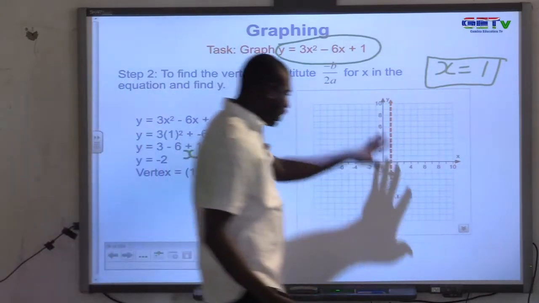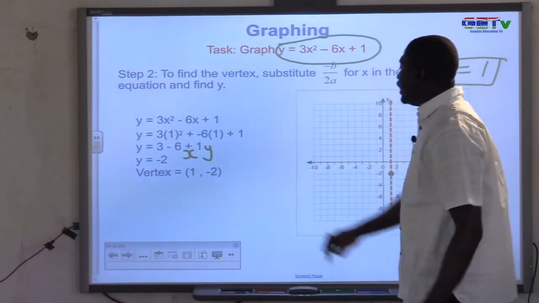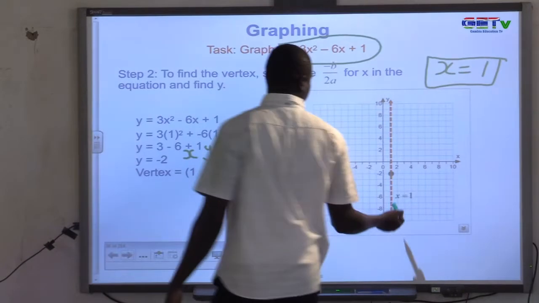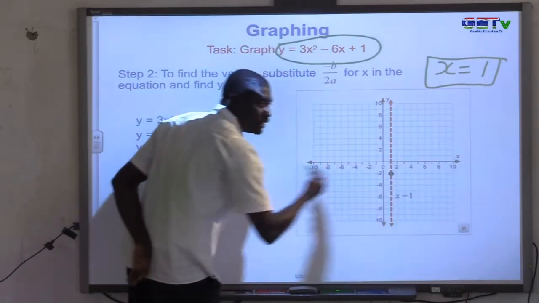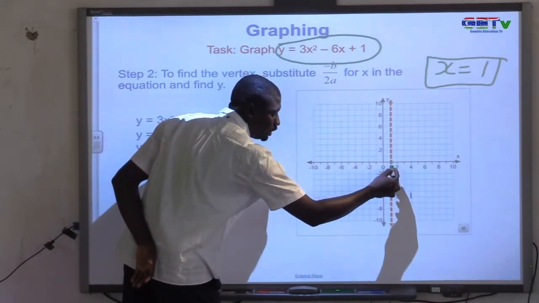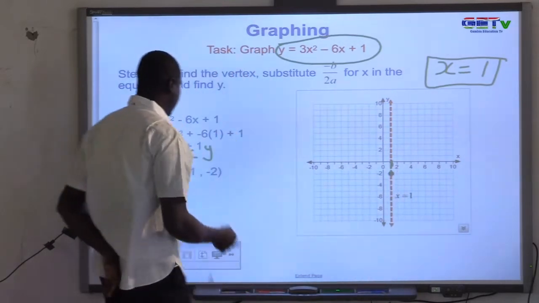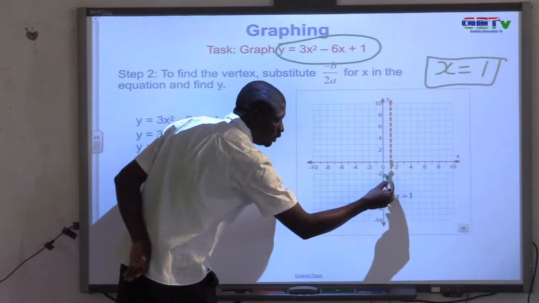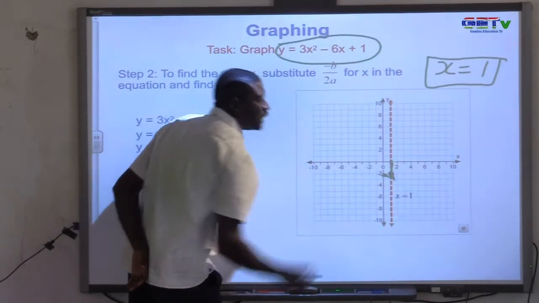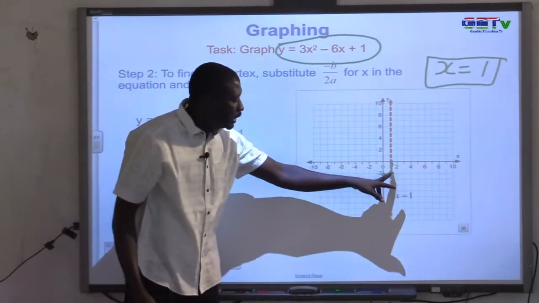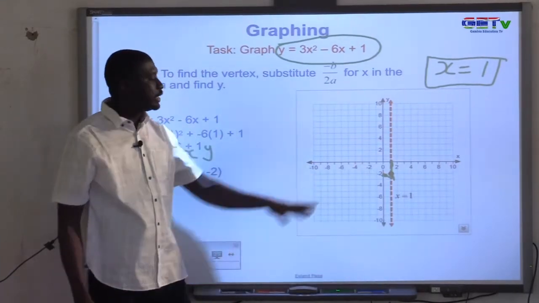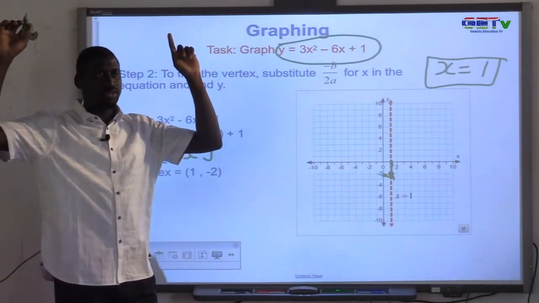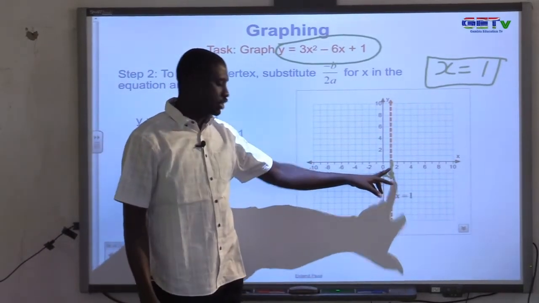On the Cartesian plane, when x equals 1, y equals minus 2. On the x-axis, x is equal to 1 at this point, and on the y-axis, negative 2 is somewhere here. So we realize that they'll meet at this point. So the point here is the vertex. It means the graph will take a turn, bend, at this point. The reflection of the graph will be at this point there.